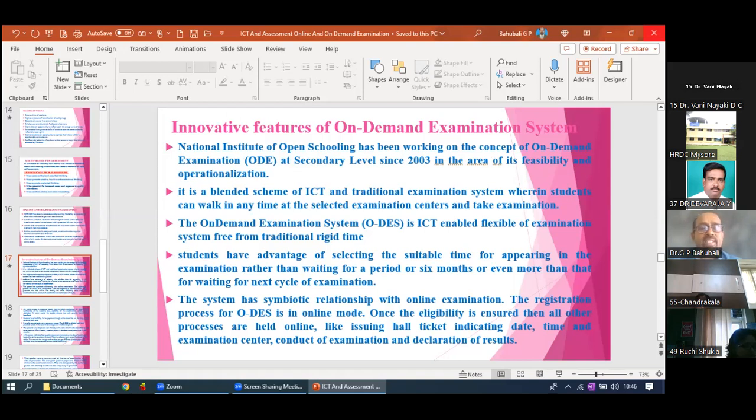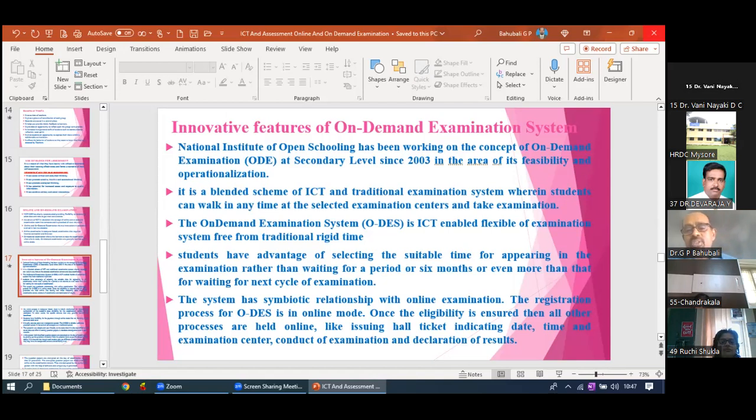It is a blended scheme of ICT and the traditional examination system. In the traditional system, we can blend ICT for conducting this on-demand examination. That means an examination where students can walk in any time at the selected examination center and take the examination. Selection of the date and time for taking the examination at the center is given completely as a freedom or choice option to the examinee.